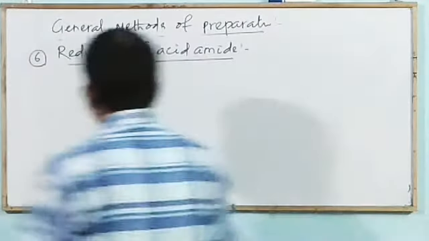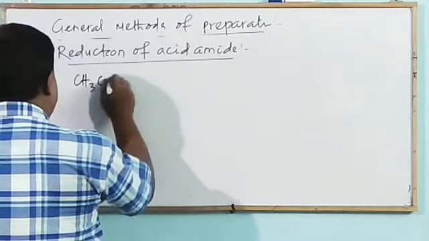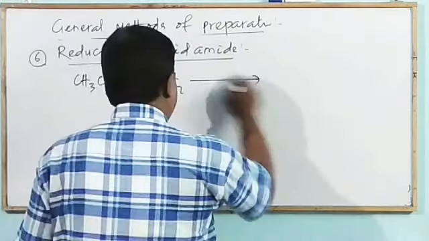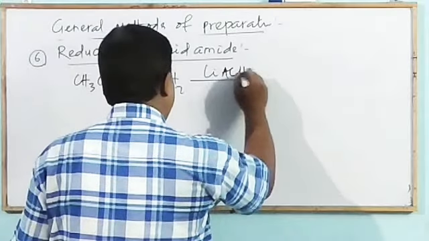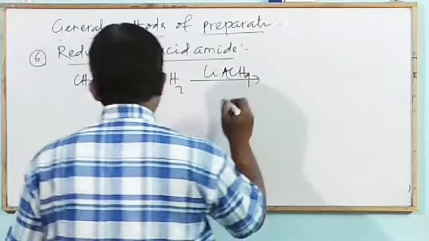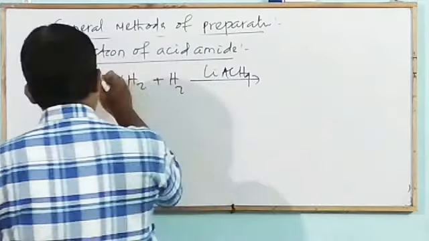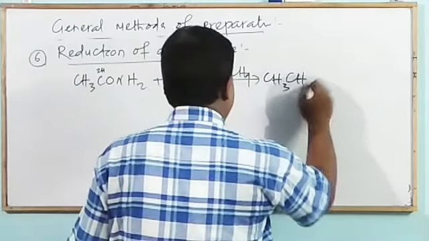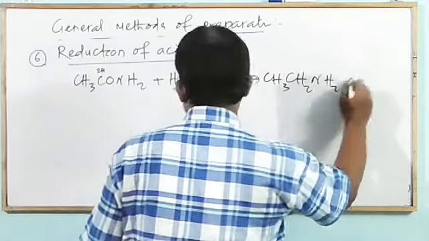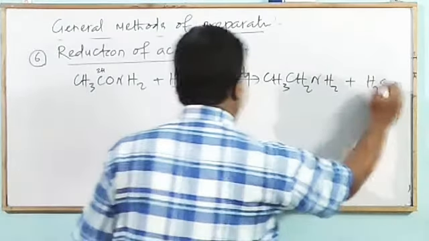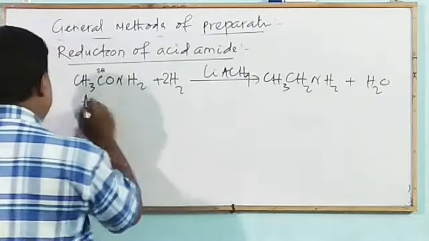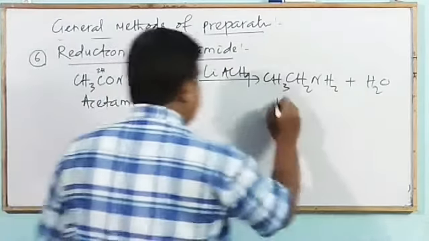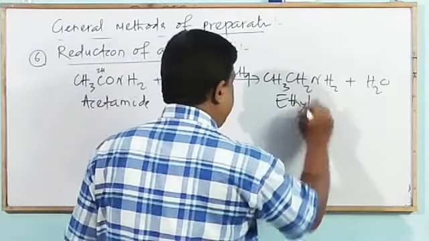Mark that. If we select CH3CONH2 in presence of lithium aluminum hydride, what happens? Here 2H, CH3CH2NH2 plus H2O. Its name is acetamide. Its name is ethylamine.